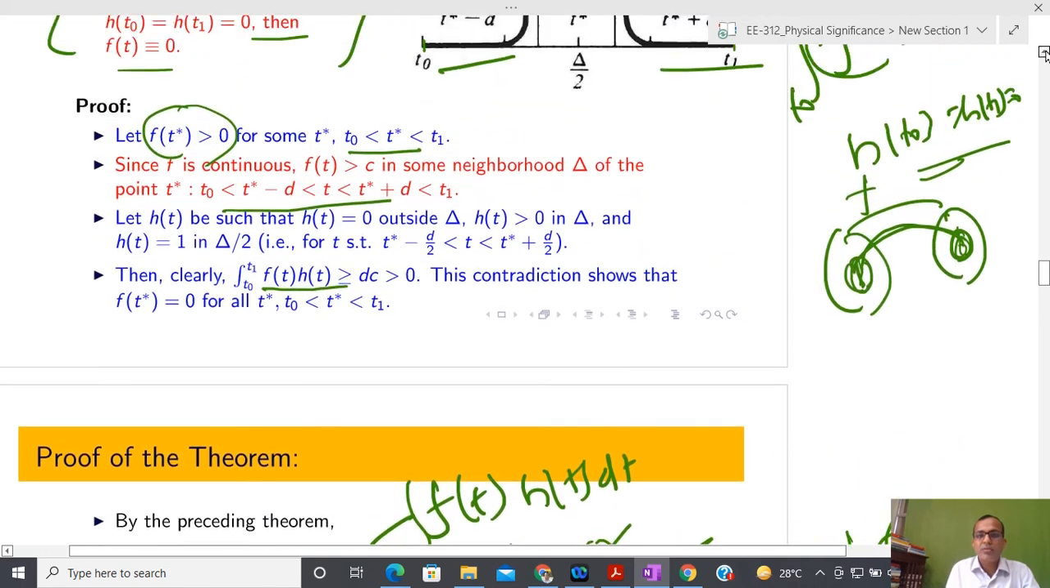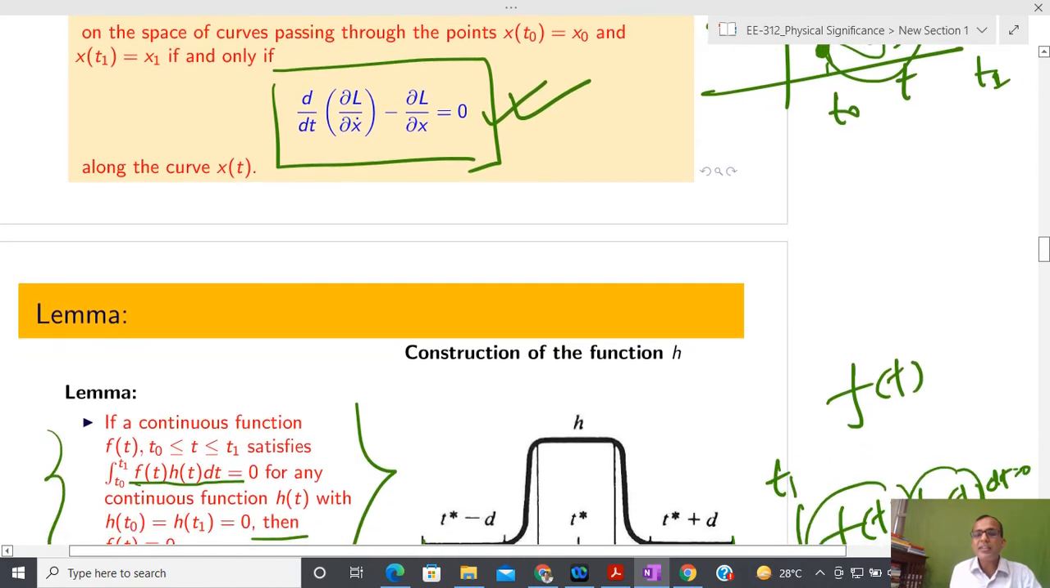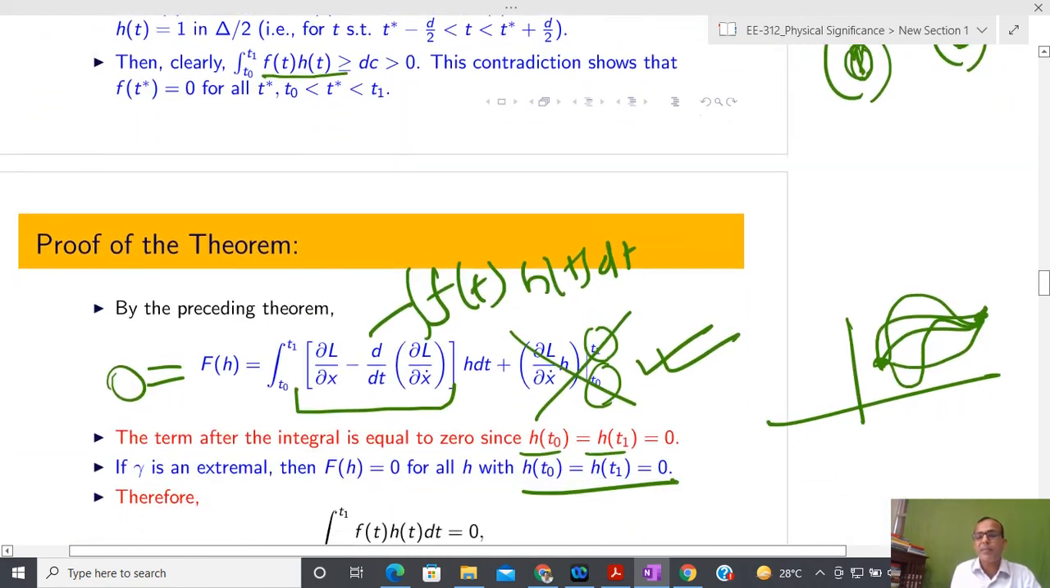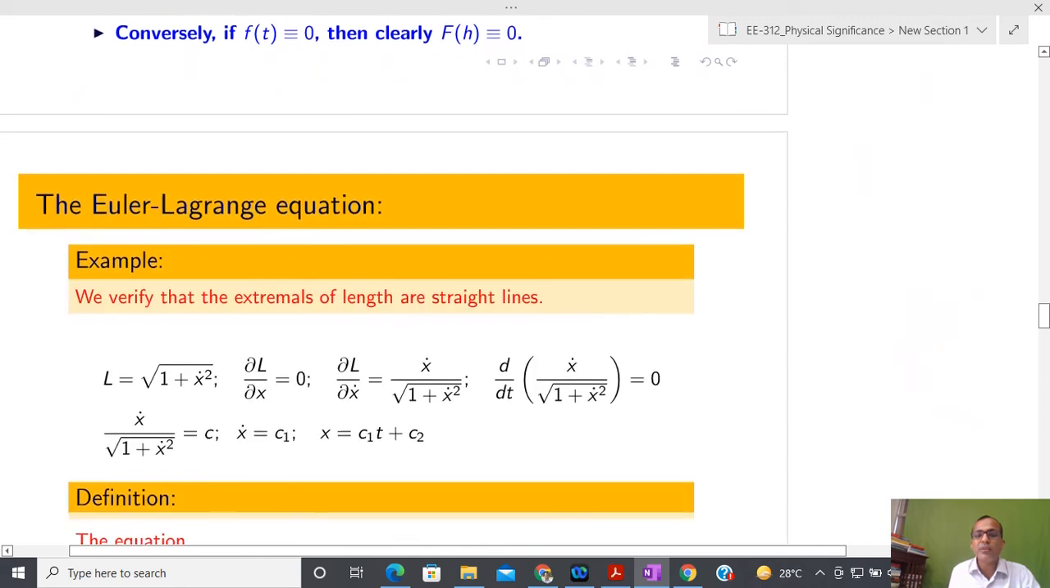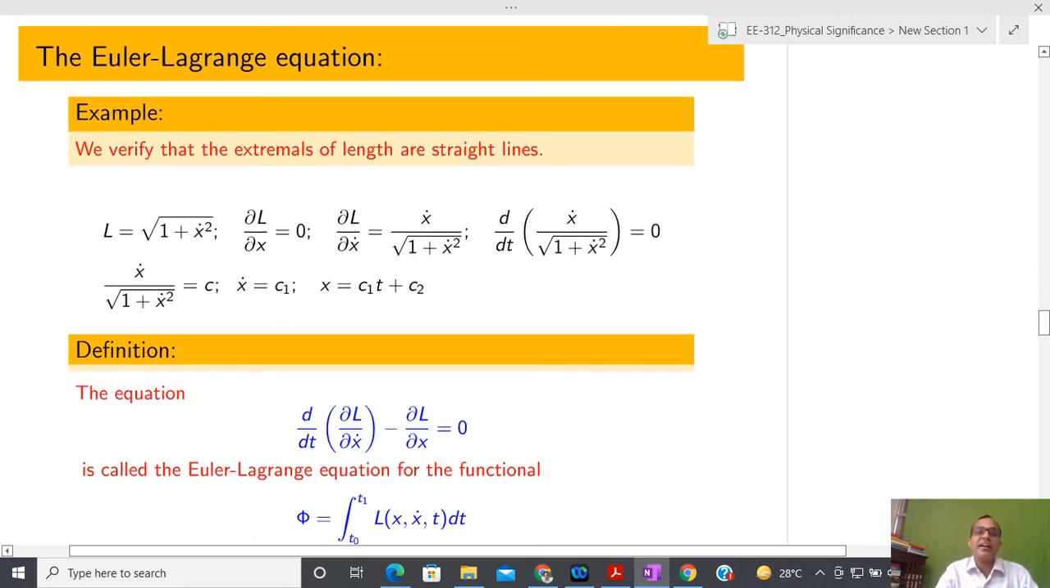So the theorem is like this. What the theorem is telling us is that for some curve gamma x(t), whenever we define some kind of functional, that is a function of a function, if we talk about an extremal, either maxima or minima, it will always satisfy this kind of equation. Since this equation is always satisfied in case of maxima and minima, I am going to give a special name to this, and that is called the Euler-Lagrange equation.